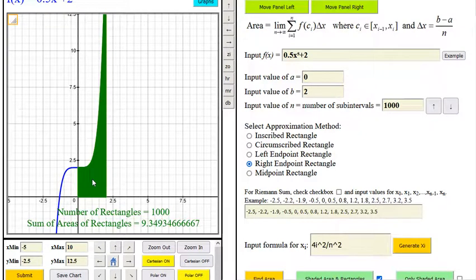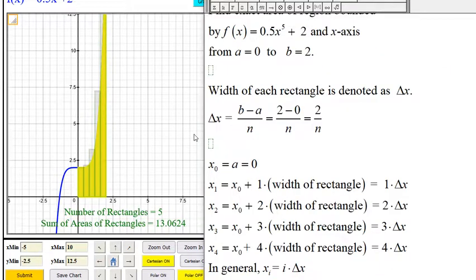And now let's fill it up with an infinite number of rectangles so we can get the exact area of the shaded region. As mentioned earlier, the width of each rectangle will be b minus a divided by n. So in this case, b is 2, a is 0, and n is the number of rectangles or the number of subintervals. And so in general, the width of each rectangle is 2 over n. So if n is 5, then the width of each rectangle would be 2 divided by 5. If n is 100, then the width of each rectangle will be 2 over 100.